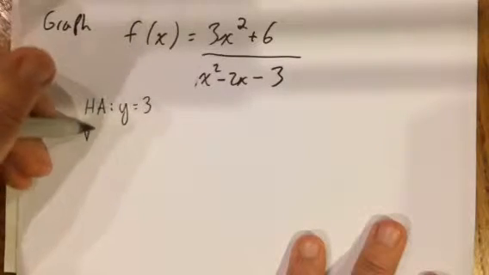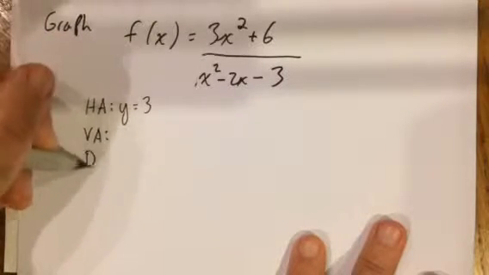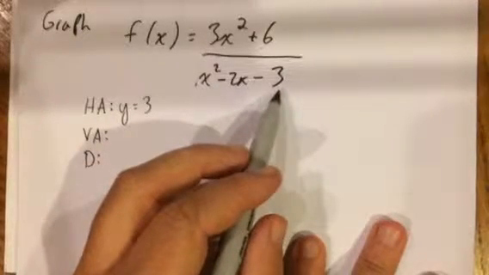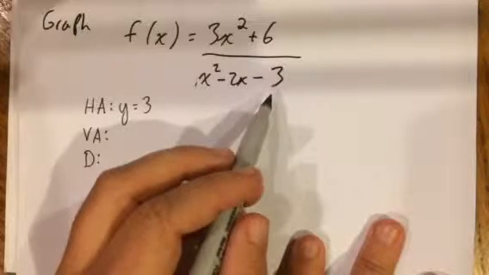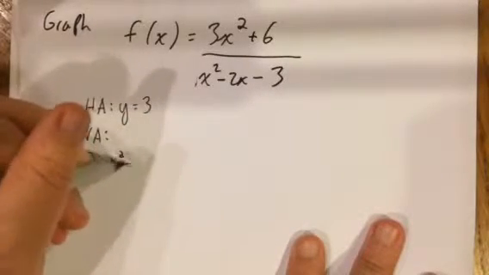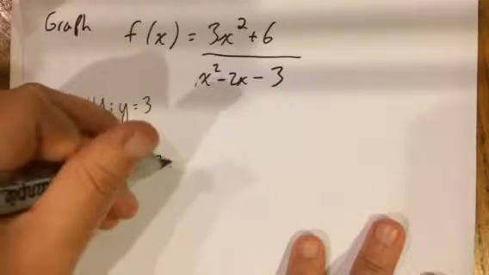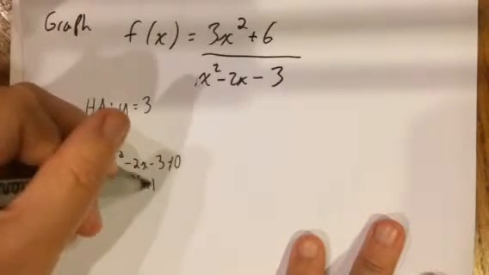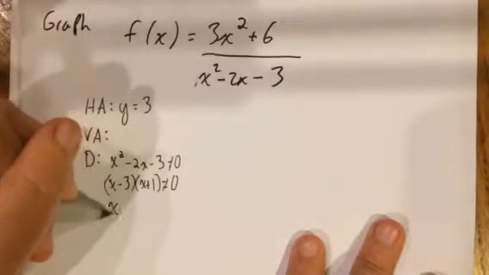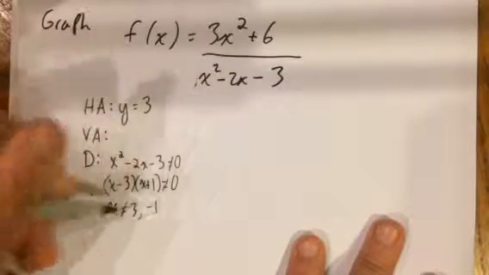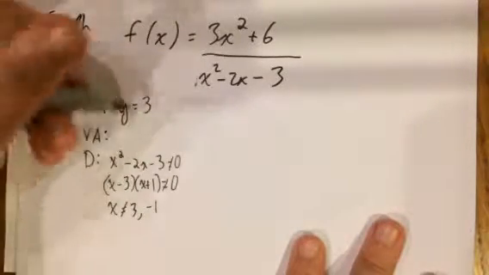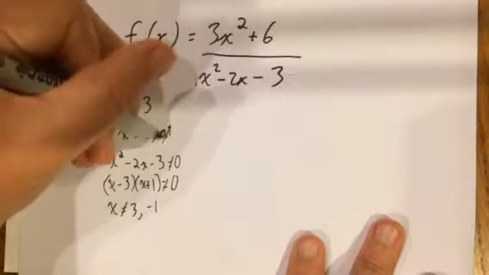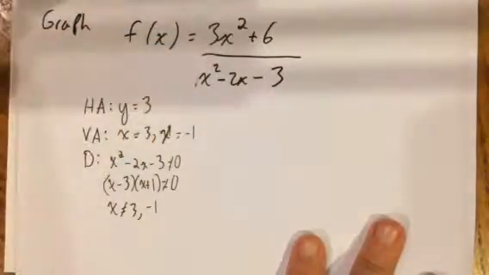Okay, my vertical asymptote is again related to my domain, so I'm looking for my domain. And I'm trying to see, well, in the denominator here, what would x not be able to equal? So I'm going to have x squared minus 2x minus 3 not equal 0. So x minus 3, x plus 1 does not equal 0. So x cannot equal 3 or negative 1. So my domain is at, which means my vertical asymptotes are at x equals 3 and x equals negative 1.